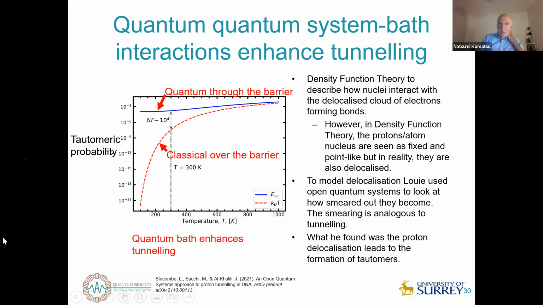And of course, the classical over-the-barrier transition is very sensitive to temperature, so it doesn't really become very significant until temperatures are very high. But quantum mechanical tunneling, of course, is much less sensitive to temperature. So at normal room temperature, what Louis found was that the quantum tunneling mechanism was 4 orders of magnitude more likely to be responsible for the tautomeric state than any classical mechanism. In other words, if tautomers are forming, according to Louis' calculations, they're forming through quantum tunneling. That work was published in 2021.